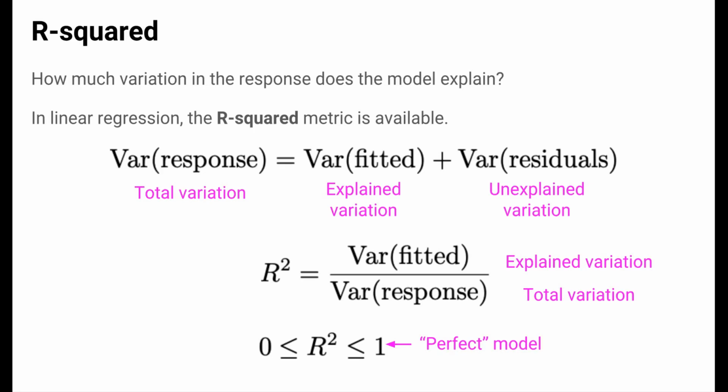R-squared provides a direct answer to this question because it is exactly defined to be the ratio of explained variation to total variation. R-squared ranges from 0 to 1, where 1 represents a perfect model and that 100% of the variation in the response is explained by the model. The model exactly predicts our observed responses. This will almost never happen in practice unless something funny is going on.